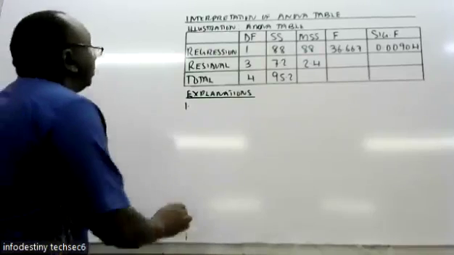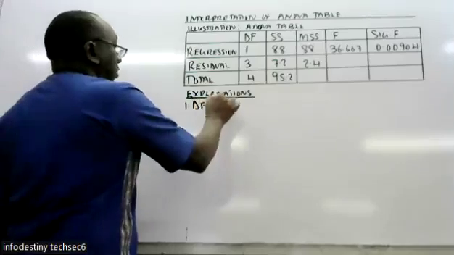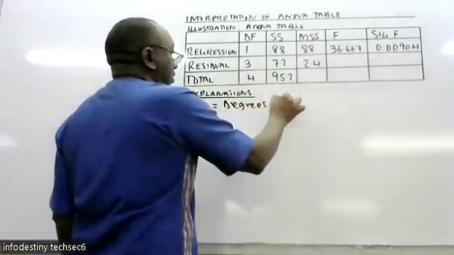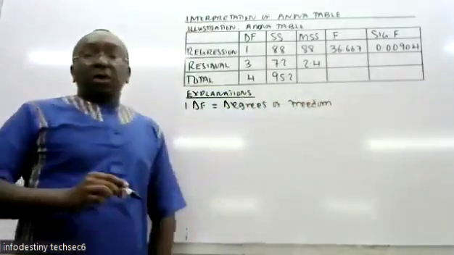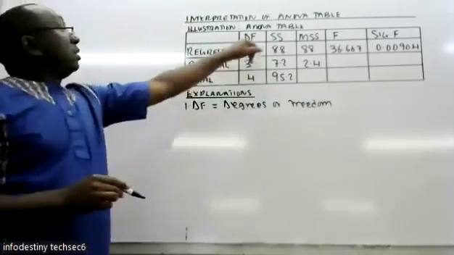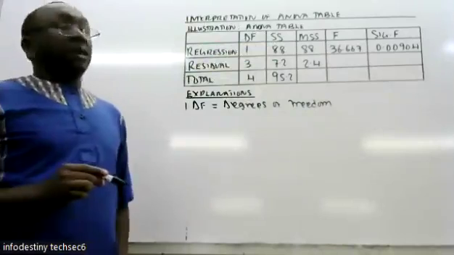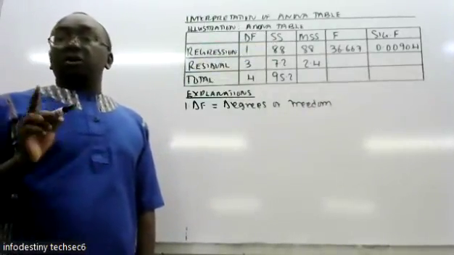Okay, point number 1. Look at DF, which means degrees of freedom. When you see DF, inamaanisha degrees of freedom. And I think we explained the other day, tukasema, this is the number of choices you can make without consulting anyone.